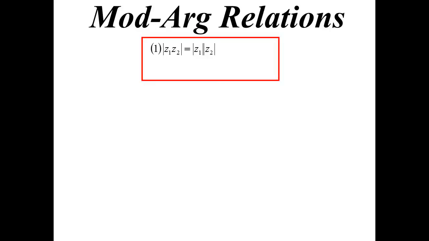So how do we play with things when they're in Mod-Arg form? How do we add them, subtract them, things like that? Some patterns will always be true. If you want to multiply two complex numbers together, it does not matter the order you do it in: you could multiply them first, then find the modulus, or you could find each modulus and then multiply them together. With the arguments though, you add.